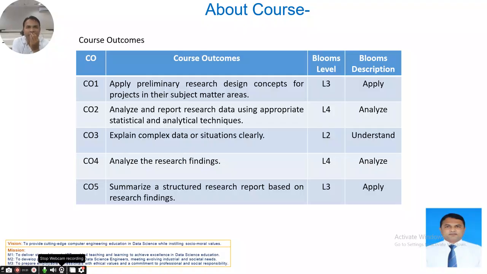Upon completing this journey, you will achieve 5 core course outcomes mapped carefully to modern Bloom's taxonomy levels. CO1 of apply level, in which you will apply preliminary research design concepts to projects in your specific subject matter areas. CO2 of analyze level, in which you will learn to analyze and report research data using appropriate statistical and analytical techniques. CO3 of understand level, in which you will develop the capability to explain complex data or situations clearly.